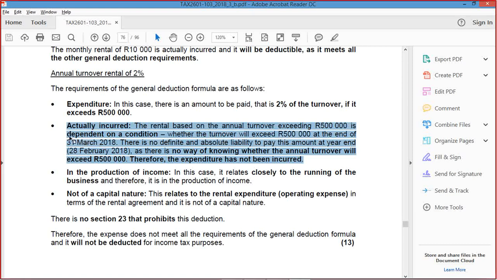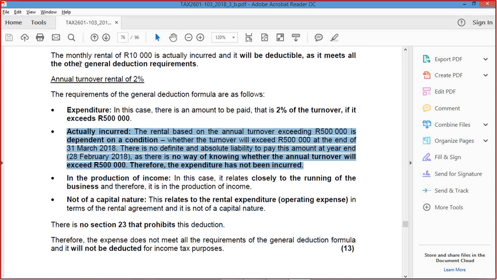Right, is it during the year of assessment? Well, most of it is, but part of it isn't. Do you agree? Yes, sir. Okay, then they talk about in production of income. It relates closely to the running of the business, so it is part of production of income. So that's fine, because it talks about the performance of the business. Is it not of a capital nature? Well, it definitely isn't, because you're paying the rent. You're not buying a building. Yes, sir. Okay, so that's also not of capital nature. So some of the deduction formula it meets, but it doesn't meet all of it.